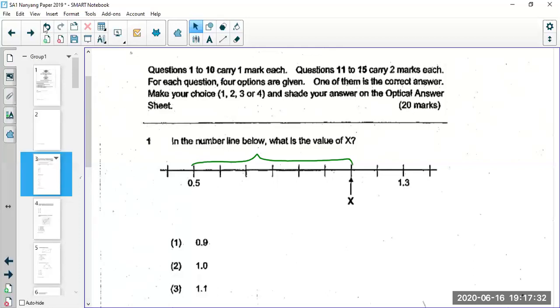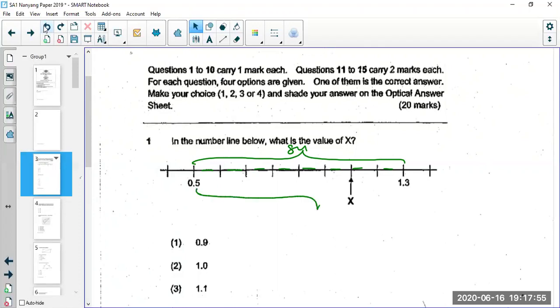Okay, how many gaps? From 0.5 to 1.3, you have 1, 2, 3, 4, 5, 6, 7, 8. All right, there are 8 gaps, 8 units. So you have to count the gaps. Every time you see a number line, you have to count the gaps. And then from 0.5 to 1.3, how big is that?